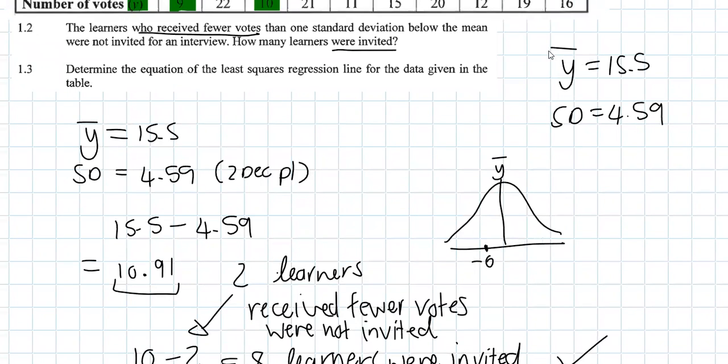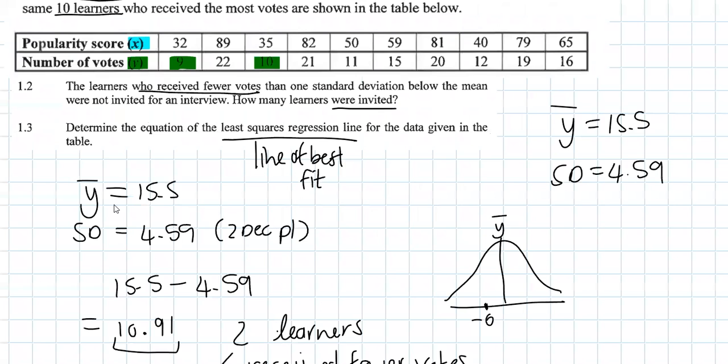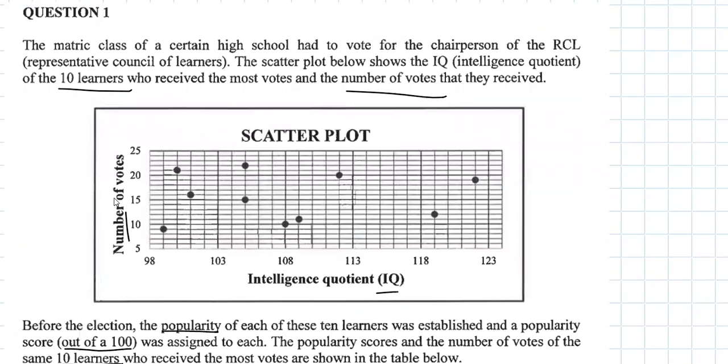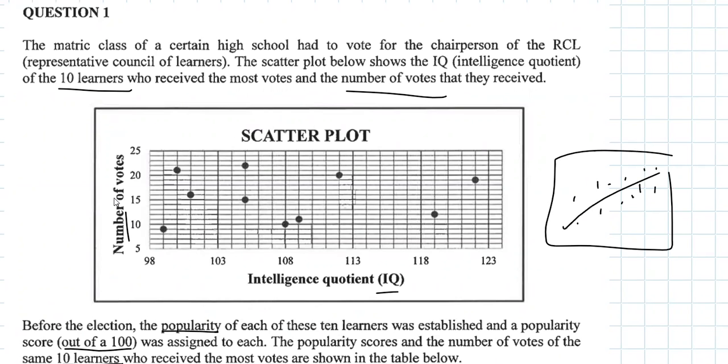Number 1.3, it wants the least squares regression line. This is the line of best fit. So the least square regression line for this data. Usually your least square regression line is the line, if you had a trend, this would be a positive trend, and if we did it the other way around, this would be negative.